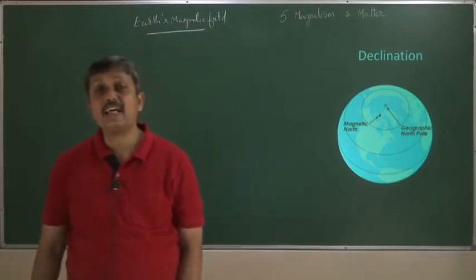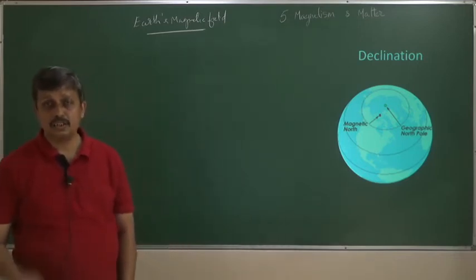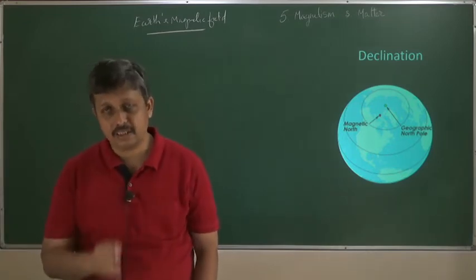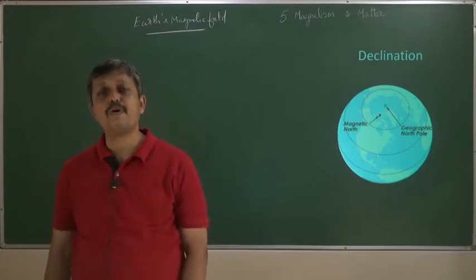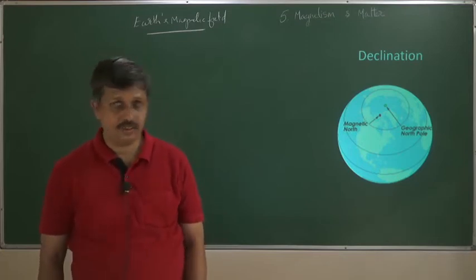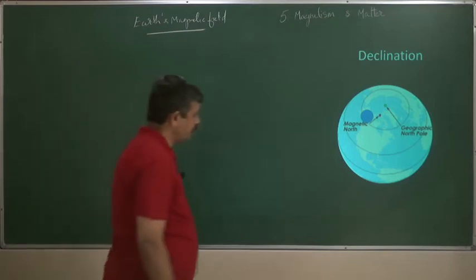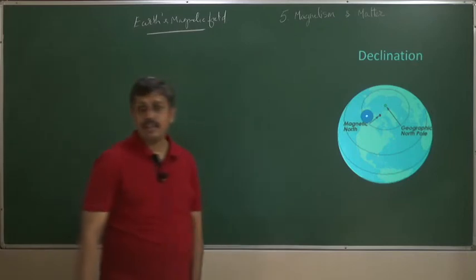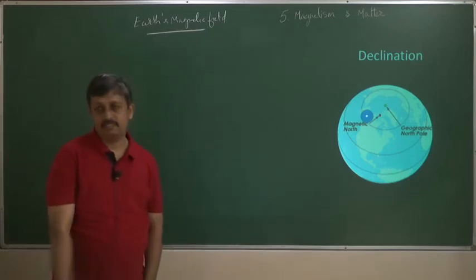Declination is an angle between true north-south and the magnetic meridian north-south, as measured from the point at which you want to measure the magnetic field. So how does it change? Let us see. Now I want to measure at this point, what is the declination.